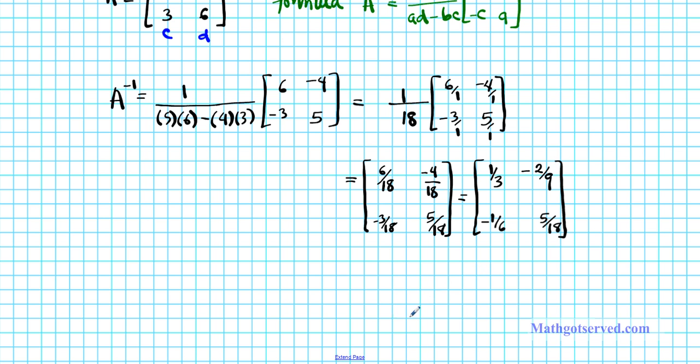Okay, so what are we going to do with the inverse matrix? Remember, to solve the matrix equation AX equals B, we're going to multiply both sides by the inverse matrix from the left, like this. Okay, so that's what we're going to do with the inverse matrix that we just found. All right, so let's go ahead and do that.